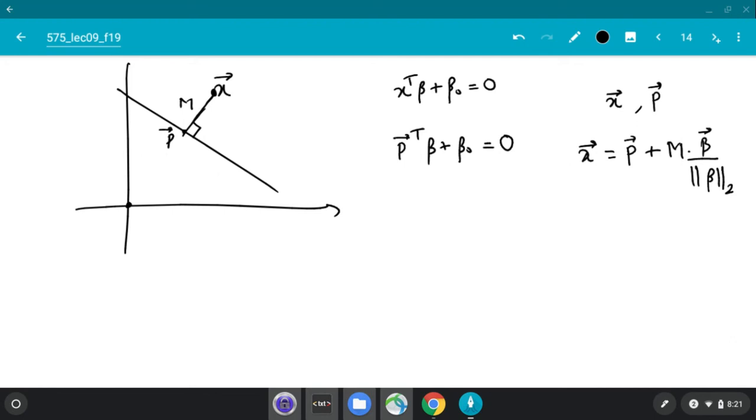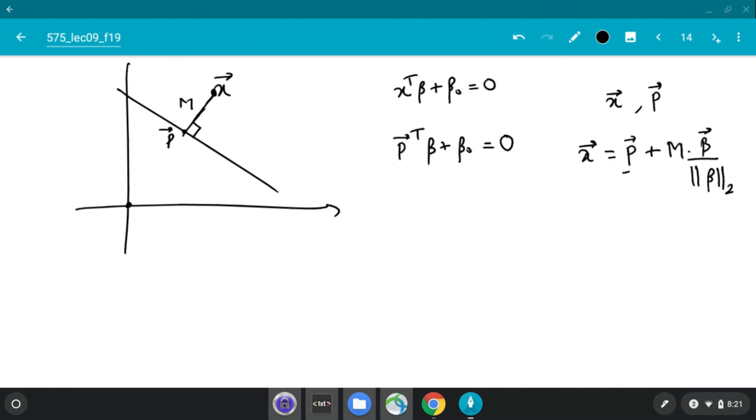So what is this? This is the perpendicular vector. Beta divided by norm of beta is the unit vector. That unit vector is always perpendicular to this plane. We're just saying, if it's a unit vector, scale it up by m. That plus the previous point is the point x, because we said P is the projection of that point. So that's why this relation holds.